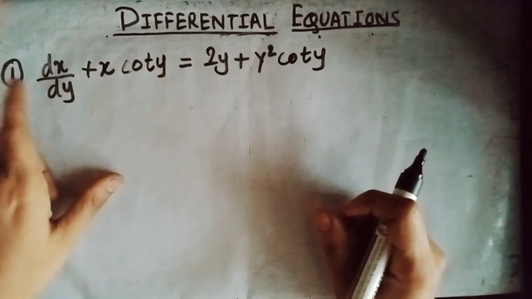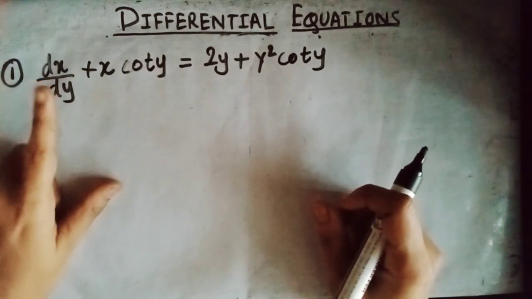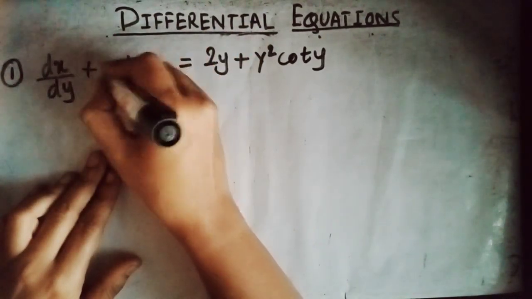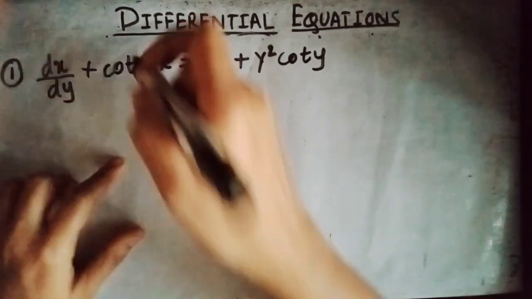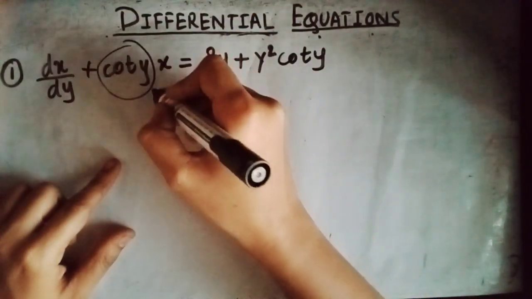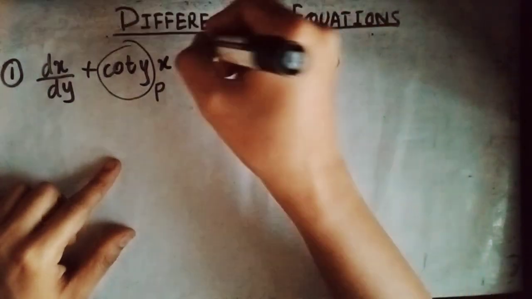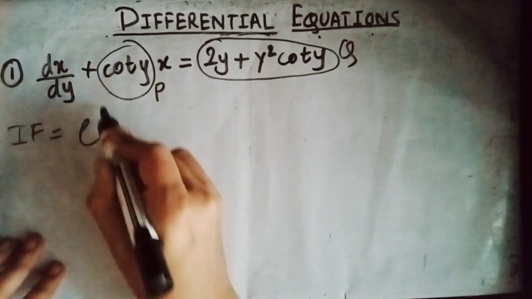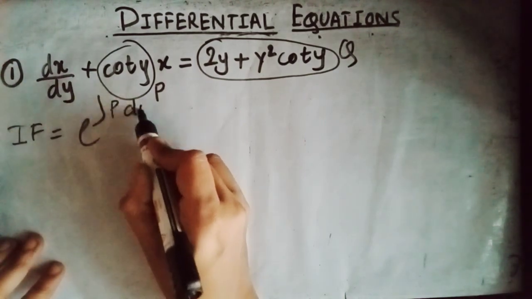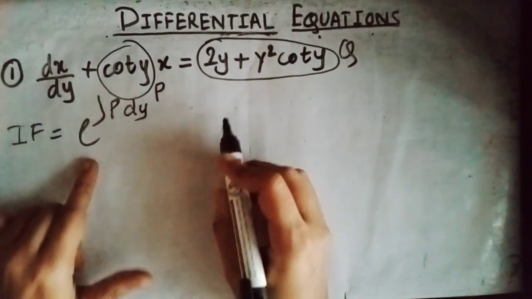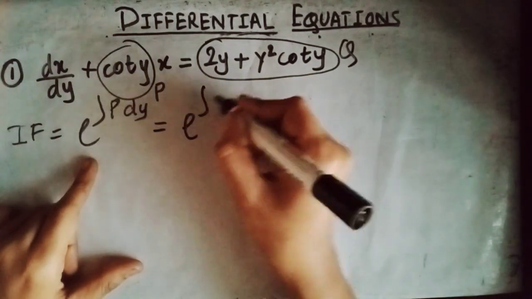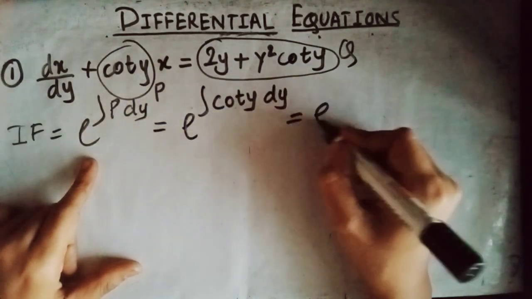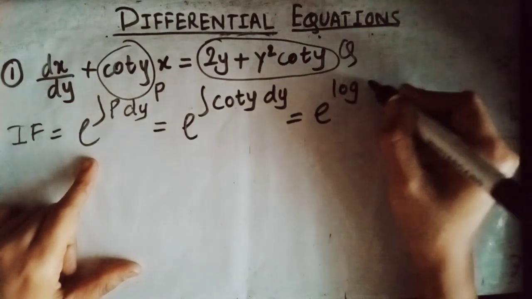So it is given in the form dx by dy, so we have to write it. This will be our cot y into x. Okay, so y terms you have to take. This becomes your p and this whole thing is your q. Okay, so integrating factor is e raised to integral p dy. Now we have to integrate with respect to y. So integral cot y dy. So integral of cot is log of sine.